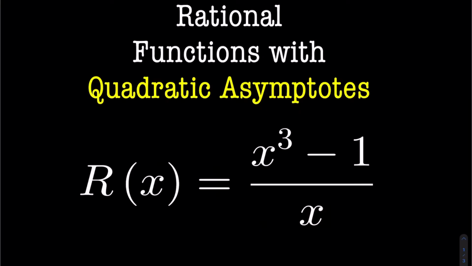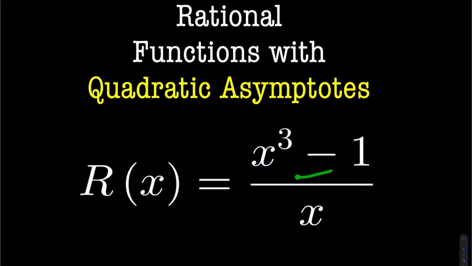Alright, in today's lesson, we're going to take a look at graphing rational functions which have quadratic asymptotes. Previously, we had looked at rational functions which have slant asymptotes, and if you missed that lesson, I'll link that in the top right-hand corner. But what we're going to be looking at now are rational functions which have what's called a quadratic asymptote.